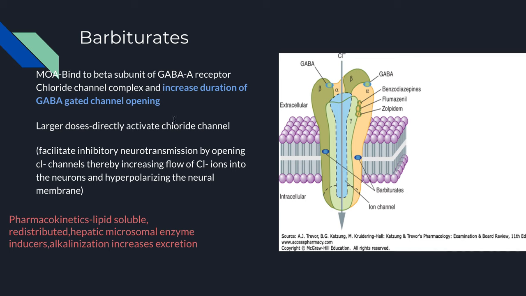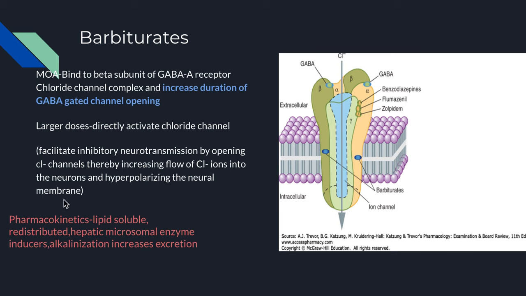So, by increasing the duration of GABA gated channel opening, they increase the flow of chloride ions into the neurons, thereby hyperpolarizing the neural membrane. This facilitates inhibitory neurotransmission by hyperpolarization of the neural membrane by increasing the duration of the GABA-gated channel opening.